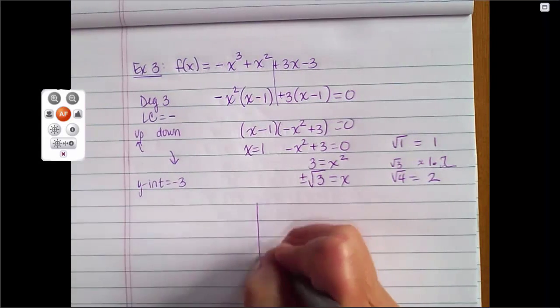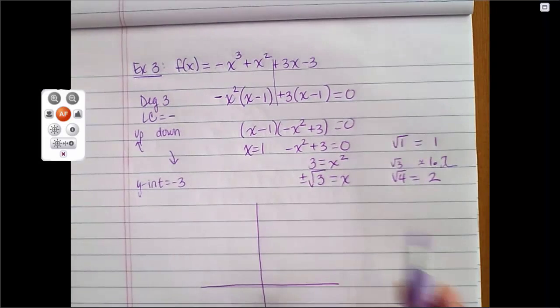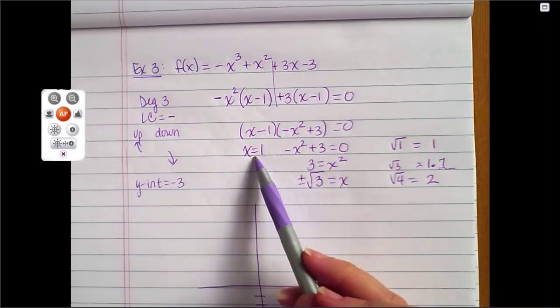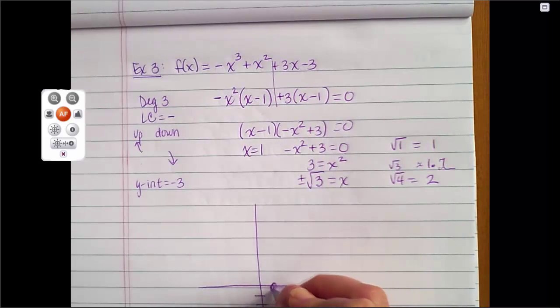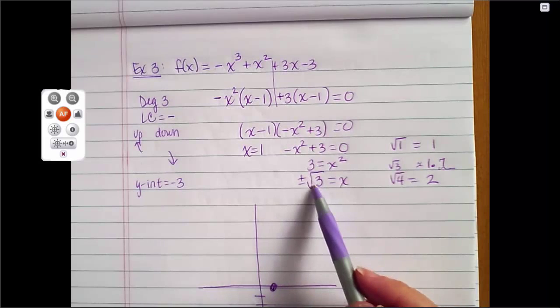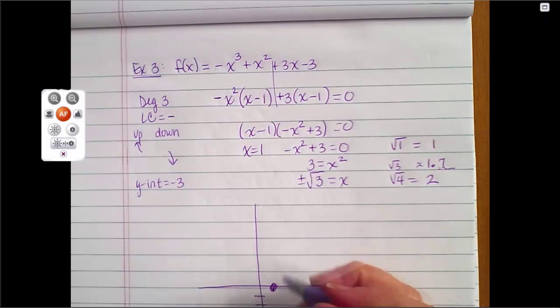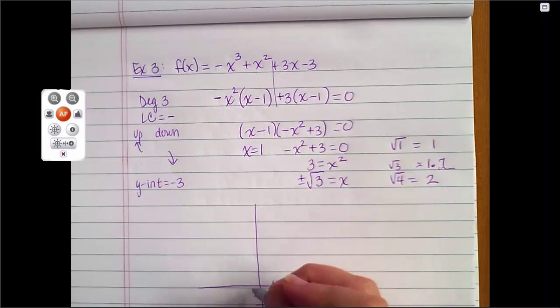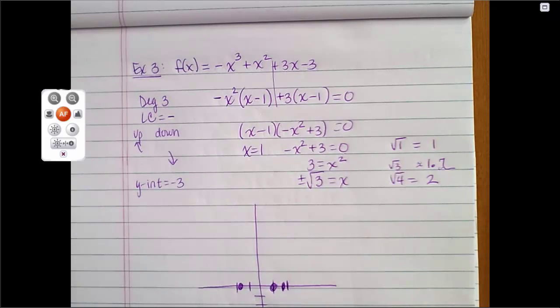So I can start my quick sketch. I'll start with my y-intercept of negative 3. I have a root of 1. I have a root of positive root 3, which I think is around 1.7. So there's 2 right around there. And negative root 3, so it's around negative 1.7, so right around there.